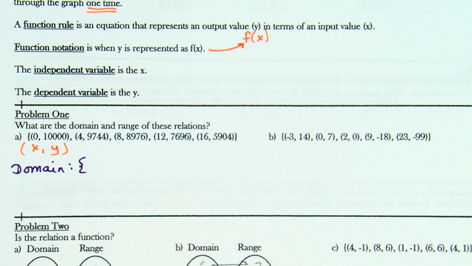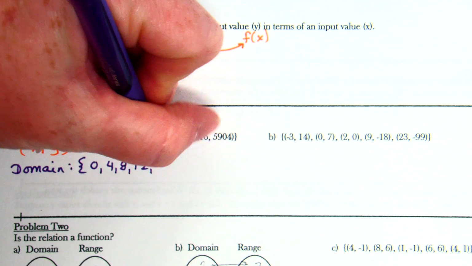But okay. Thoughts on what my domain values are going to be in this problem? 0, 4, 8, 12, 16. Okay. Justin says 0, 4, 8, 12, 16. And why did you pick those, Justin? Because those are your x values. Okay, so they're my x values. So I'm just going to list them with a comma, 0, comma 4, comma 8, comma 12, comma 16. So those are my domains. Those are my x values.